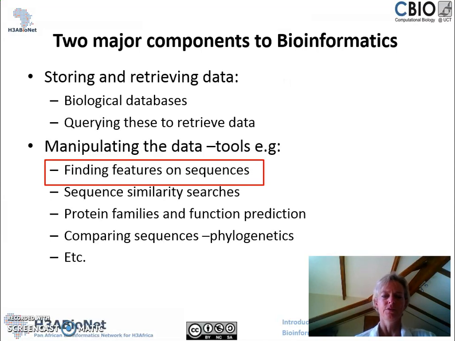So there's two major components to bioinformatics. There's really storing and retrieving of data, which you've heard about, and then there's the manipulation of data. So once you've got data, there's something you want to do with it to answer a particular research question. So what I'm going to focus on is finding features on sequences. There'll be other modules that will cover sequence similarity searches and the protein side of things. So I'm looking really here at DNA.